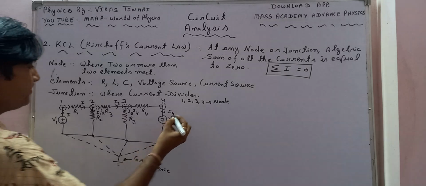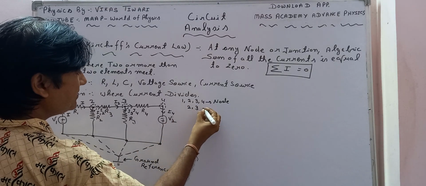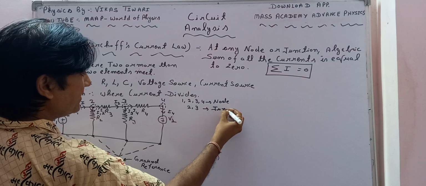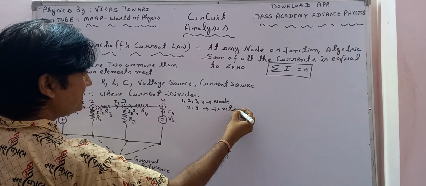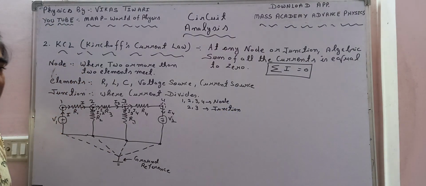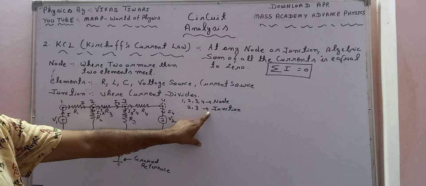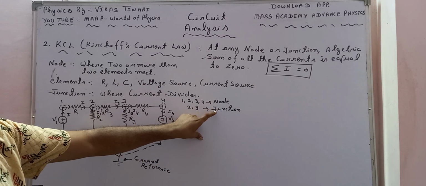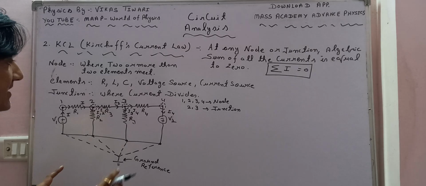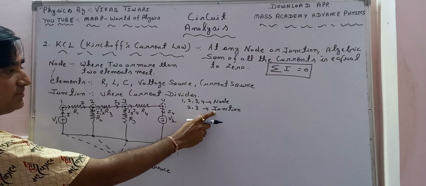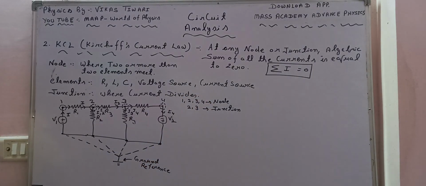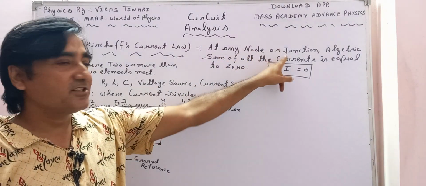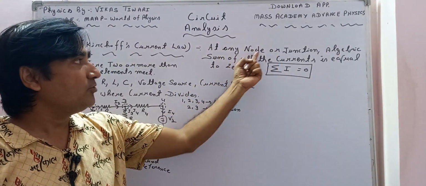So I will say that points 2 and 3 are considered as junctions. So we can say that junctions can be considered as nodes. Junctions are nodes, but not all nodes are junctions. Not necessarily that all nodes are junctions, but junctions can be considered as nodes. That's why I have written the word here as node or junction, meaning I am considering node or junction.